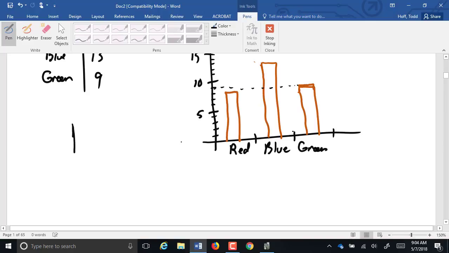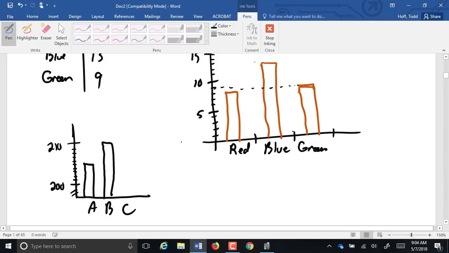One thing I would warn you of is this. Let's say I want to compare 3 companies. Company A, B, and C. Which company sold the most? B. How much bigger is B than C? Well, looking at the graph, you'd be tempted to say more than twice as big, wouldn't you?